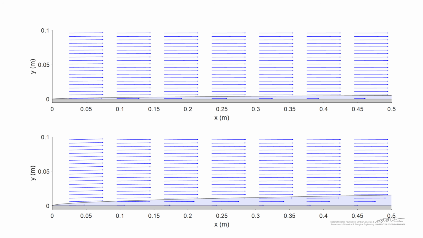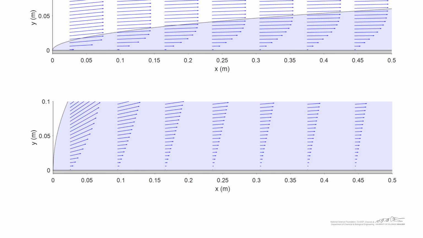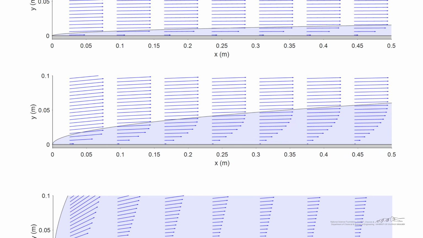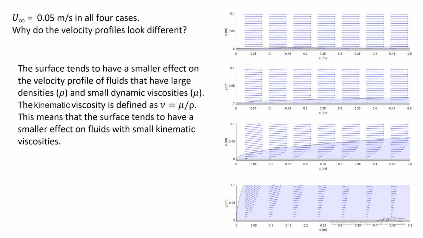For example, the velocity profile on the top has a much thinner boundary layer than the velocity profile on the bottom. The thickness of the boundary layer in the case on the bottom is very, very thick compared to the thickness of the boundary layer in the first case. The reason they're different is because the properties of the fluids are different in each of the 4 cases.